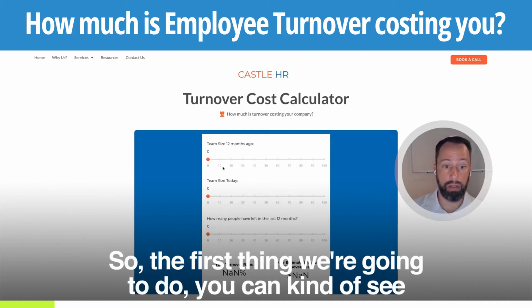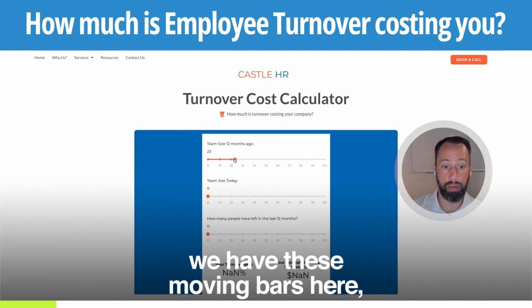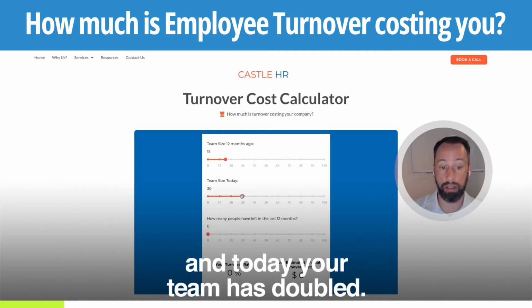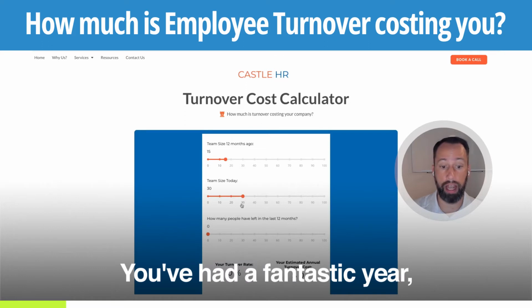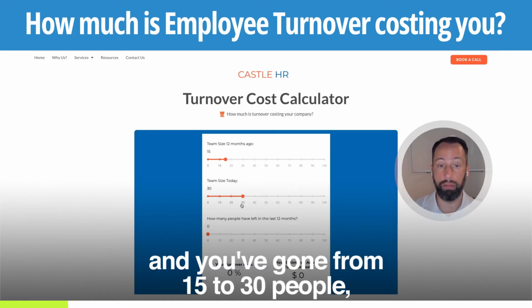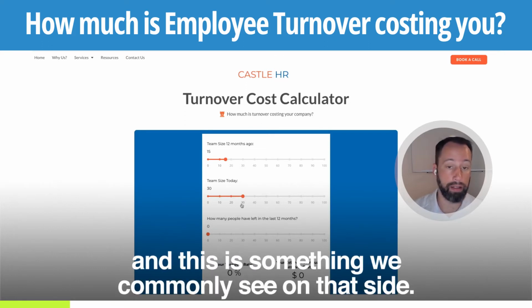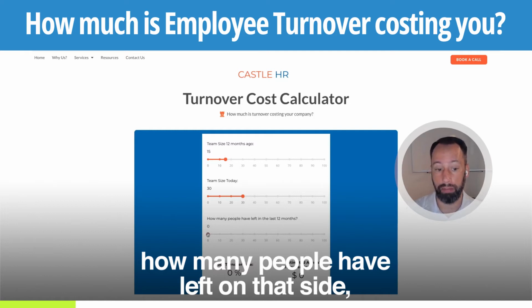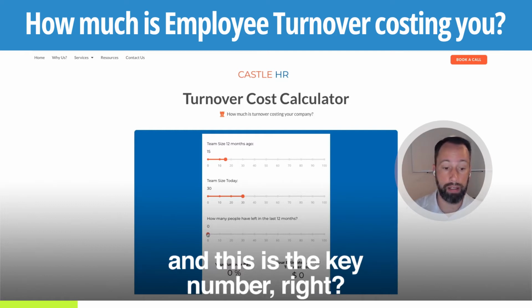The first thing we're going to do, you can see we have these moving bars here where you can adjust your team size. So let's say your team one year ago was 15, and today your team has doubled. You've had a fantastic year, and you've gone from 15 to 30 people. This is something we commonly see. And you want to understand how many people have left. This is the key number, right?